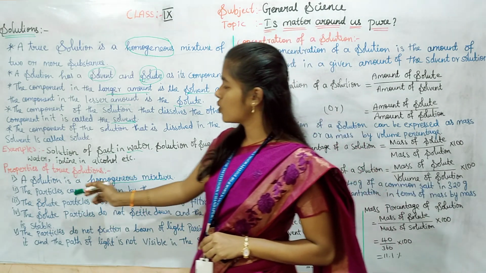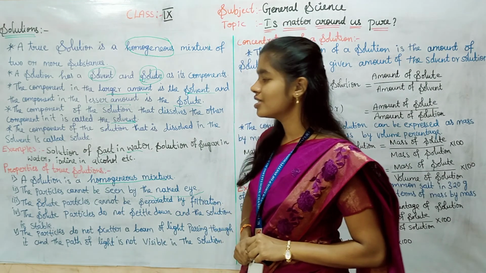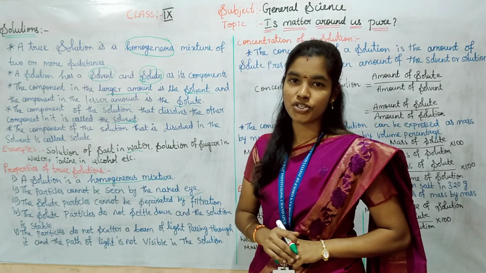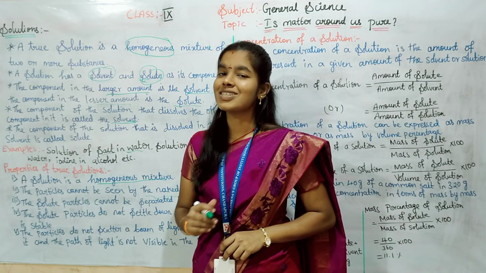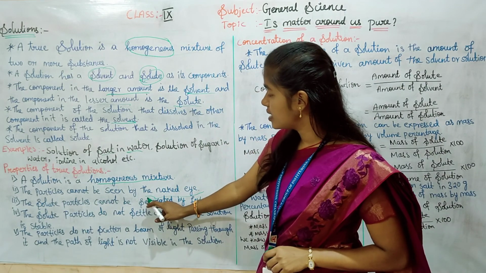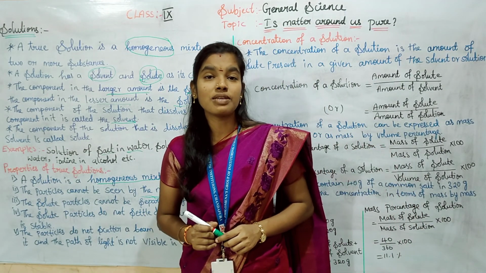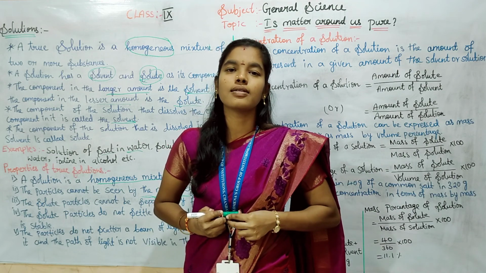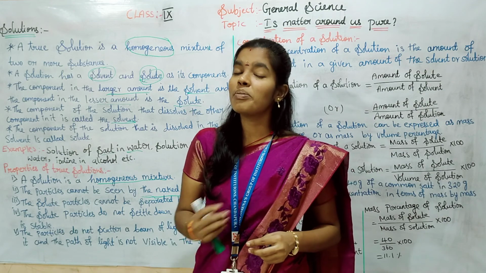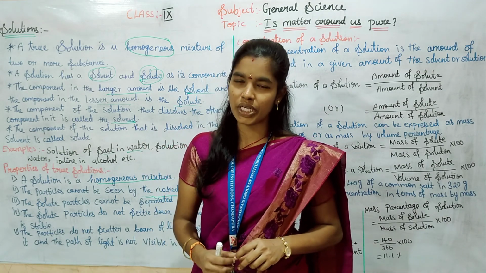Next one is properties of true solutions. The first property: a solution is a homogeneous mixture. The next one: the particles cannot be seen by the naked eye. Once salt or sugar is dissolved in water, it mixes completely, and we cannot see the particles mixed in that particular solution.